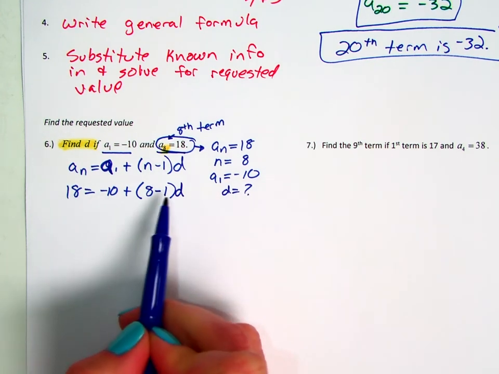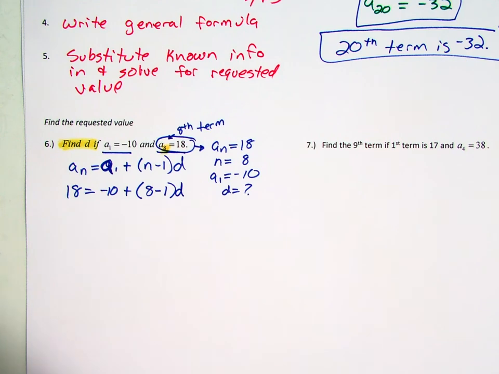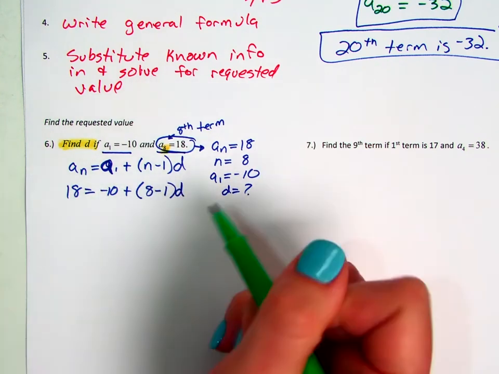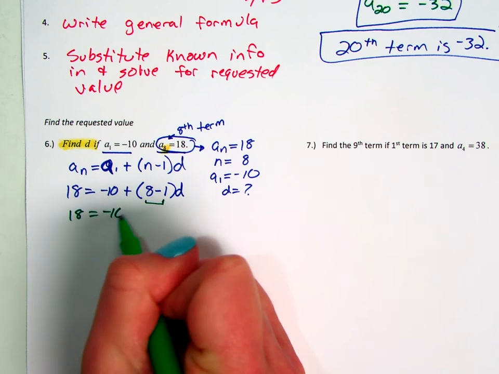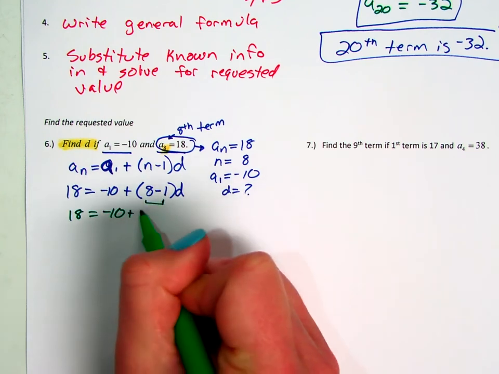Now at this point, I check to see, do I only have one variable? Yes, I only have one variable, so I can go ahead and solve this. All right, so I would simplify what's in the parentheses first. We have 18 equals negative 10 plus 8 minus 1 is 7d.